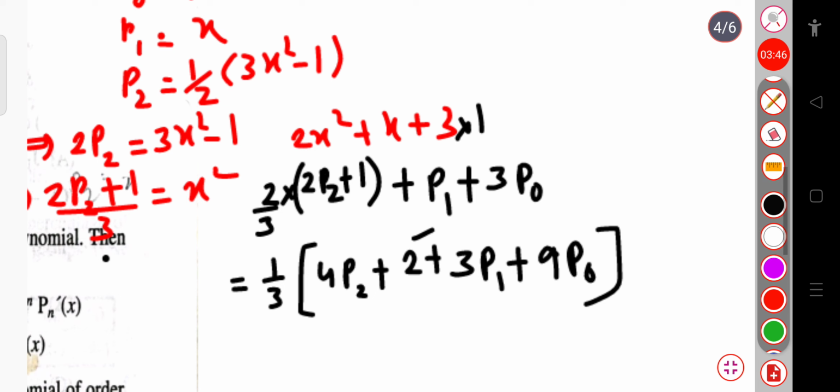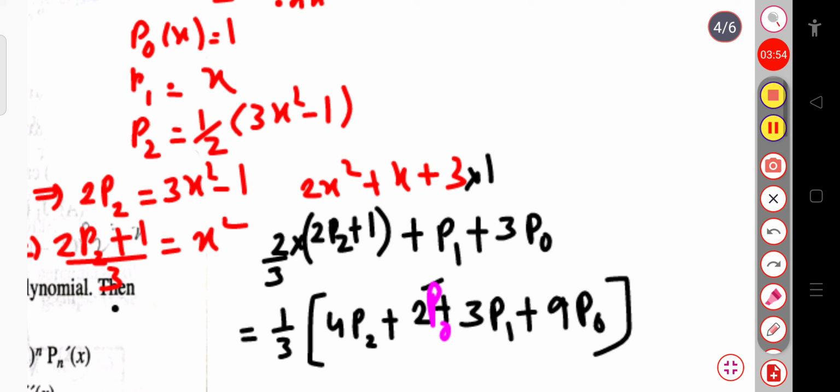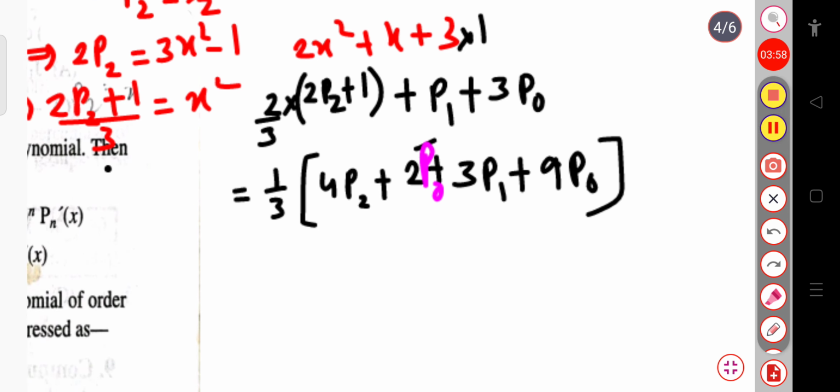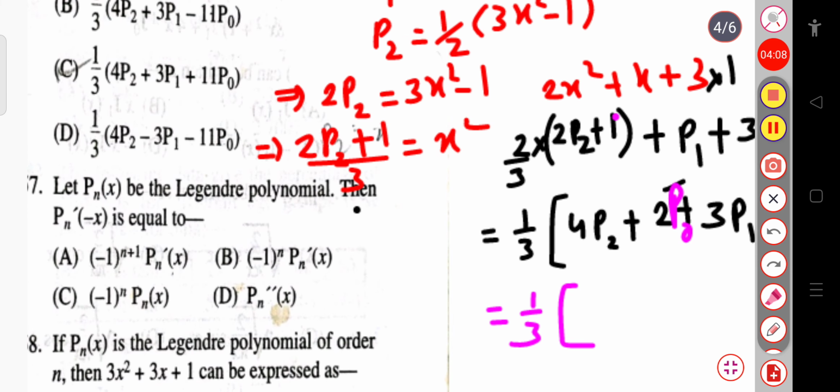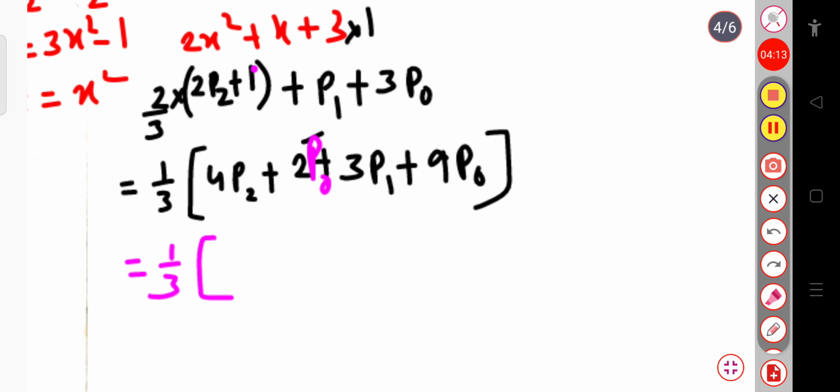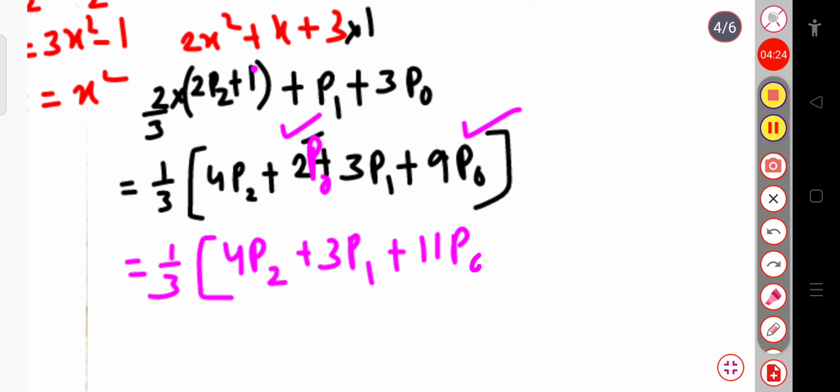So 2 into 1, this will be 2 P0. Since the value of P0 is 1, I can write 2 into P0, that is, in place of 1, I write P0. Now if I add all this, this will be 1 by 3, and I have to write from P2 to P1, then P0. If I arrange in that order, first 4P2, then 3P1, and then 9P0 plus 2P0, that will be 11P0. So this is our answer.